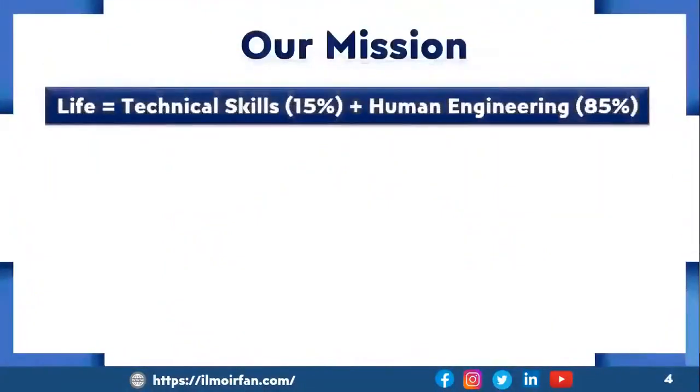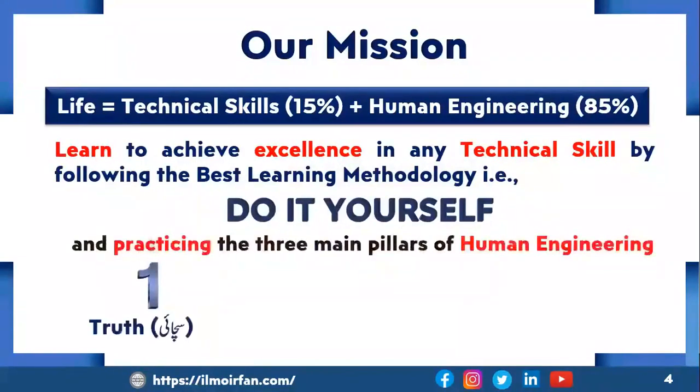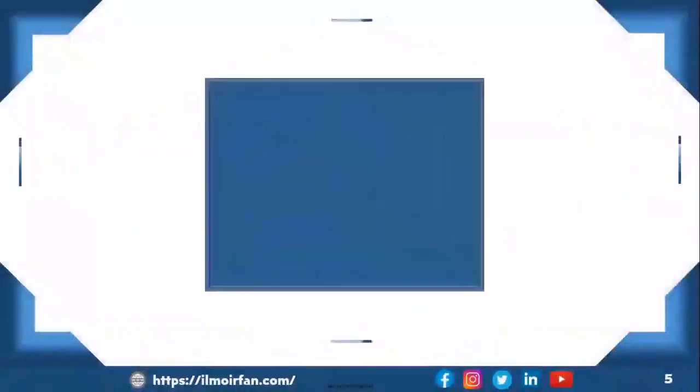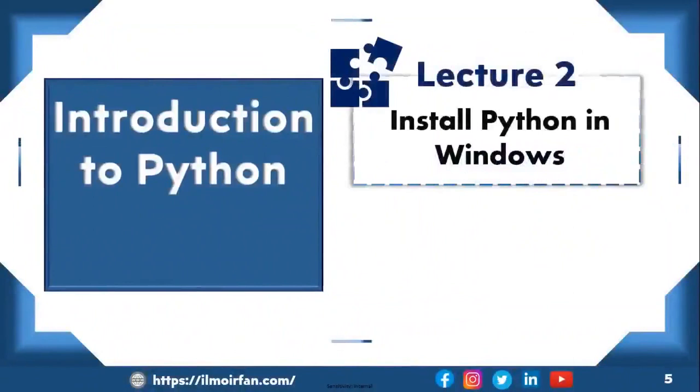The mission of our institute is as follows. According to research, life is equal to 15% technical skills plus 85% human engineering. Therefore, at Irfan Institute, our aim is to learn to achieve excellence in any technical skill by following the best learning methodology, that is, do it yourself, and practicing the three main pillars of human engineering, that are truth, honesty, and justice. In order to achieve excellence in both technical skill and human engineering, Irfan offered this course.